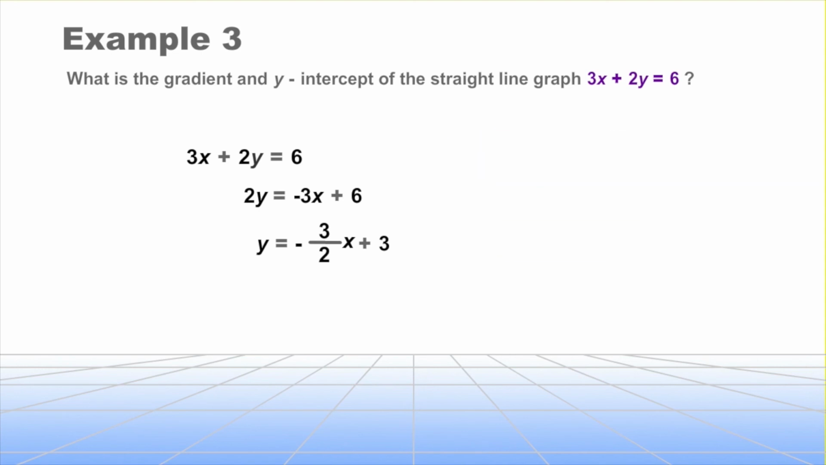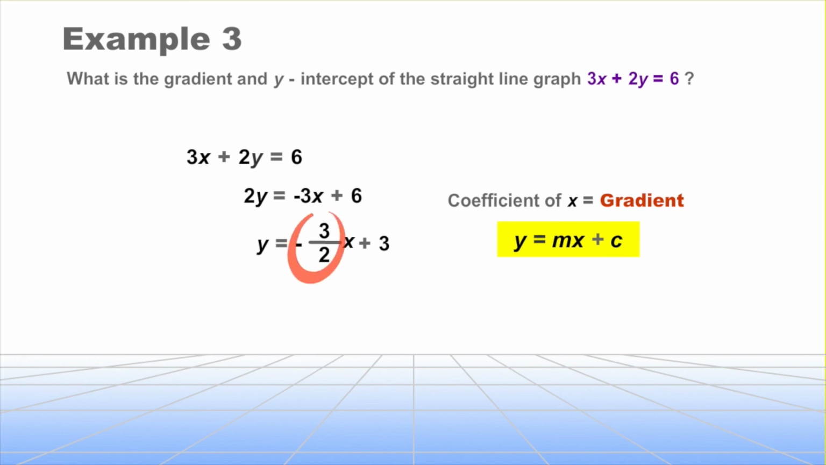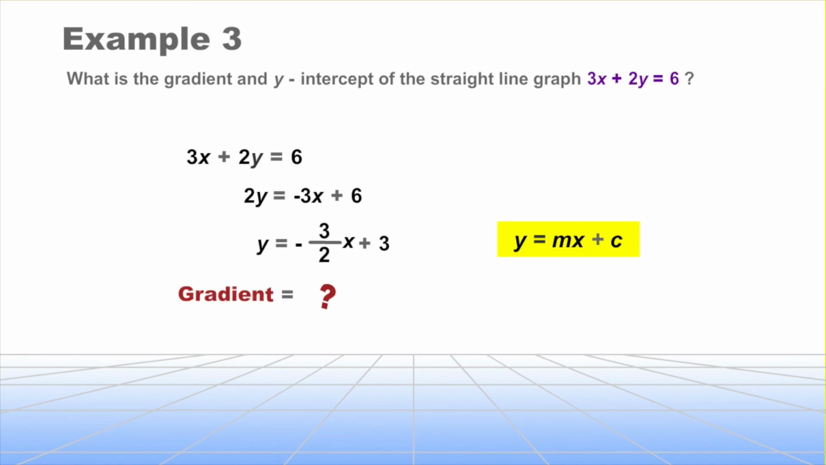Hence, we can now compare y equals mx plus c to y equals negative 3 over 2 x plus 3. Next, let us find the gradient of the straight line graph by looking at the coefficient of x. We can see that the coefficient of x is negative 3 over 2. Therefore, the gradient, which is denoted by m, is negative 3 over 2. Now, let us find the y-intercept of the graph. Since the constant in the linear equation is 3, the y-intercept, which is denoted by c, is 3.